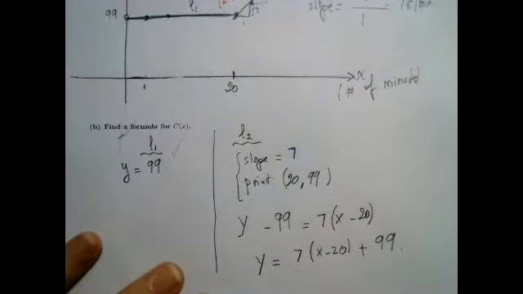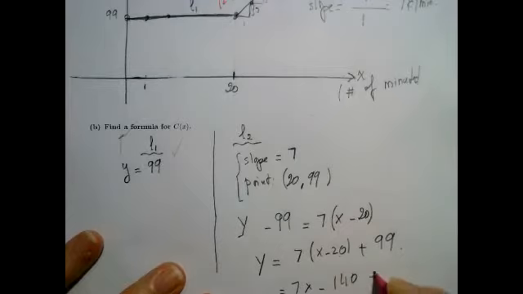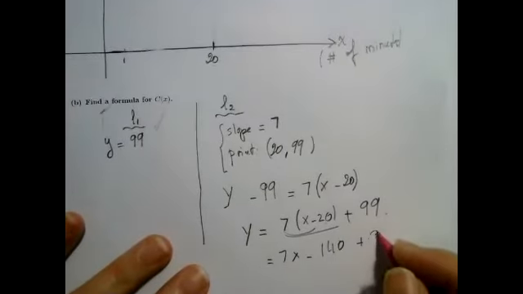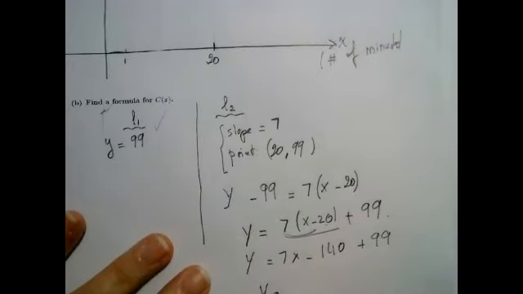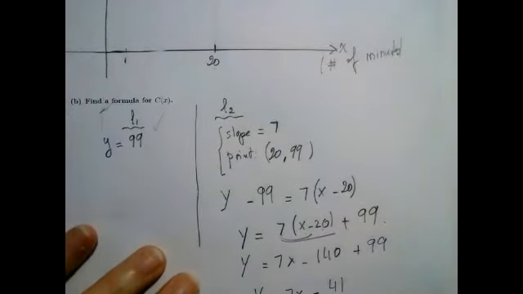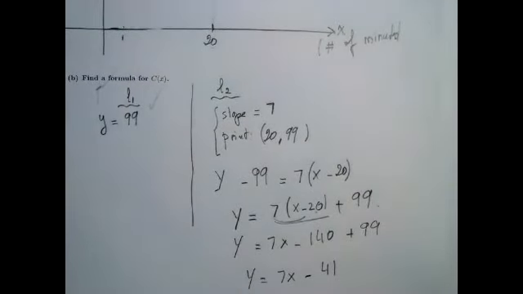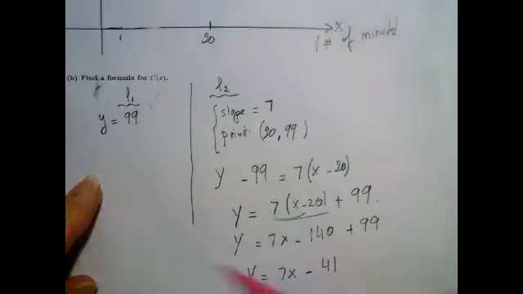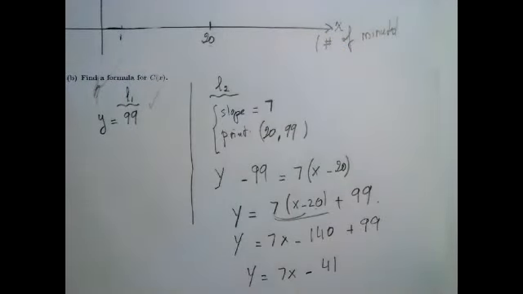Now let's simplify. 7 times 20 is 140, so I'm just distributing: 7x minus 140, plus 99. It means my y is 7x minus 140 plus 99, which gives me minus 41. So the correct answer for the student who gave me, one of you, is 7x minus 41. I repeat, it's not 7x plus 99. 99 is not the intercept. So the intercept, as in from the picture, is somewhere down here. I need to figure it out.